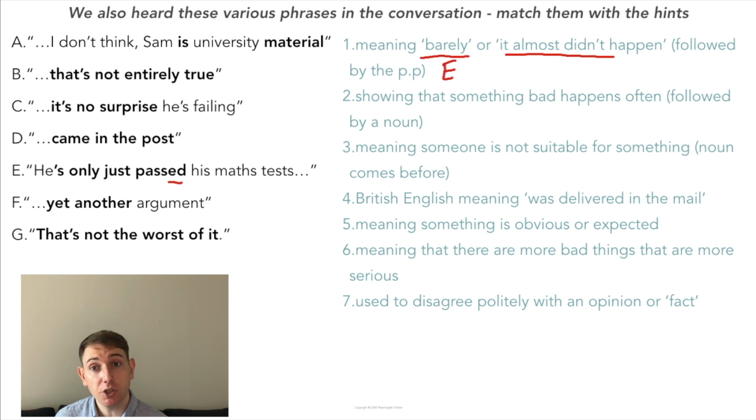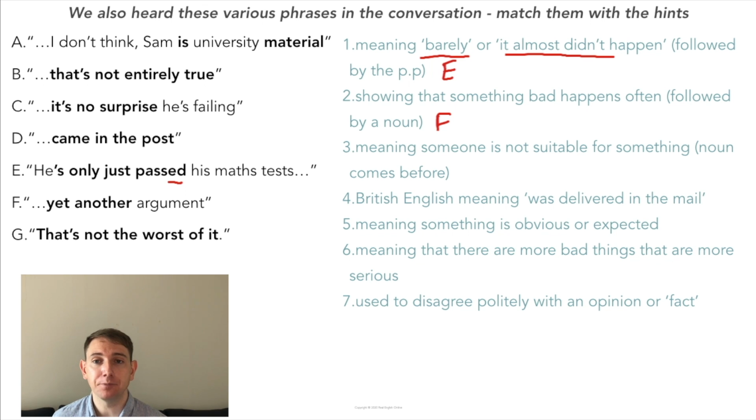All right, so number 2, showing that something bad happens and it's often followed by a noun. What do we think this one here? Yet another argument. That would be this one here. Yet another argument. We had yet another argument. So we argued again. Something bad, and it happens a lot. It happens often. So we had yet another argument. We had yet another problem. We had yet another, whatever it is, some kind of negative thing.